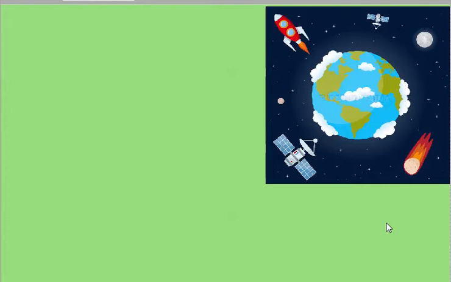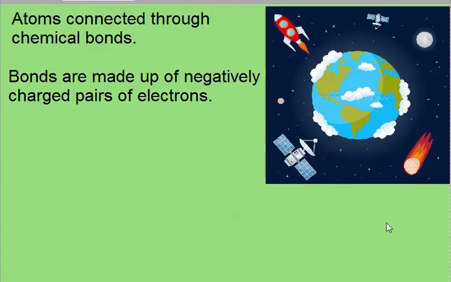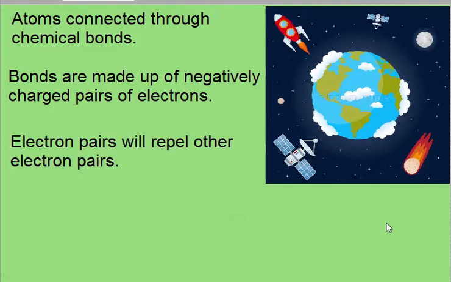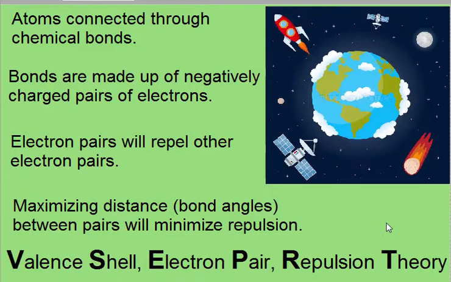Because the atoms are connected to each other in the molecule through covalent bonds, those covalent bonds are made up of pairs of electrons. Electron pairs are negatively charged, and negatively charged particles always repel each other. So while the electrons have got to stay in orbit in the valence outer shell of the central atom, they've also got to stay clear of each other, because if they get too close, they would be repelled by the other negatively charged electrons. So this is what we call VSEPR theory.